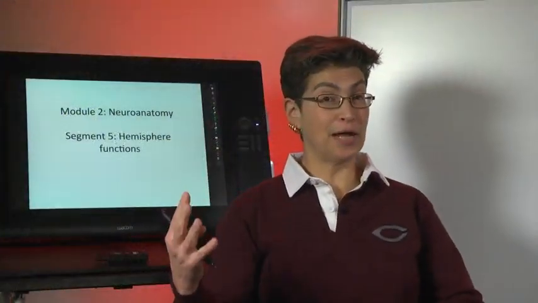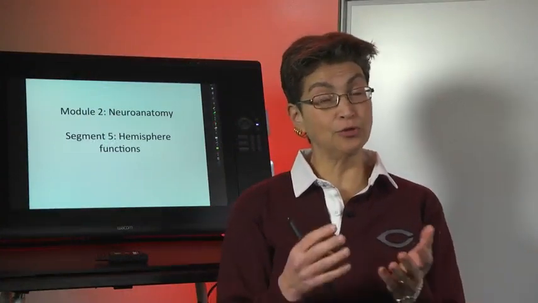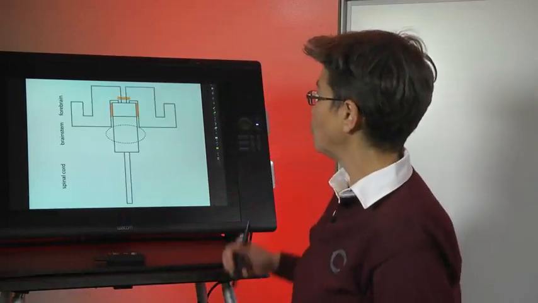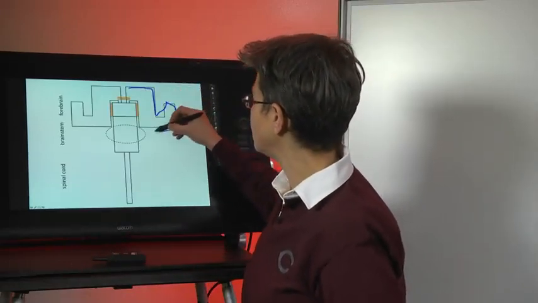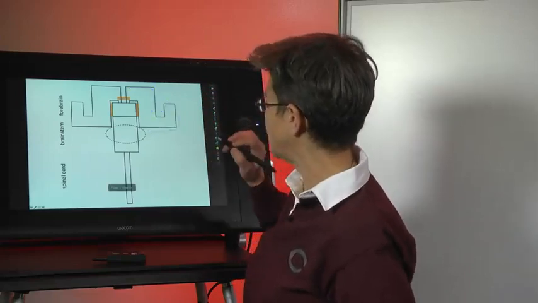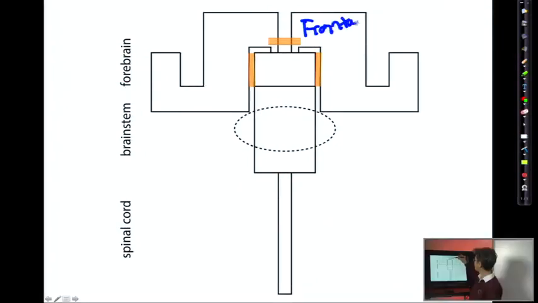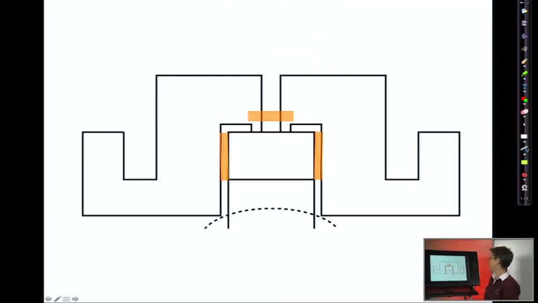Okay, let's wrap up the neuroanatomy module by looking at the functions of the two cerebral hemispheres. So we're going to focus on just these two hemispheres, and what this is stylized to mean is that this is the frontal lobe. Here is the parietal lobe. Back here is the occipital lobe, and out here, jutting out like a ram's horn, is the temporal lobe. And we know that each one of these areas has a function.